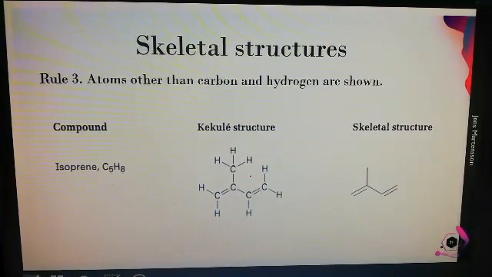So rule number 3, atoms other than carbon and hydrogen are shown. Okay? So, doon sa rule number 2, hydrogen lang ang hindi sinushow na nakabond sa carbon. But, kung ito ay, for example, this is not H. That is not H. For example, this is chlorine. So, we would write here, like this one, a line, and then we would write Cl.